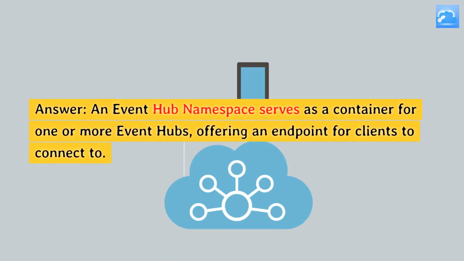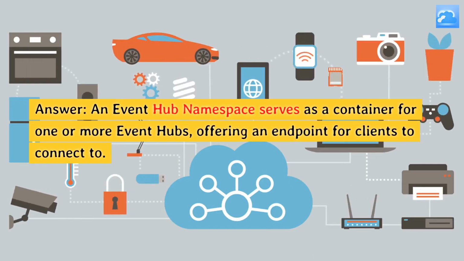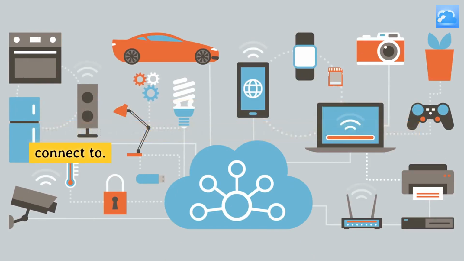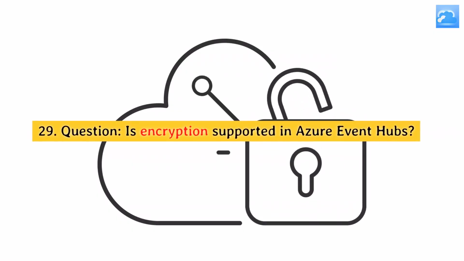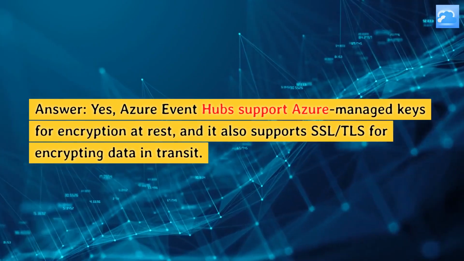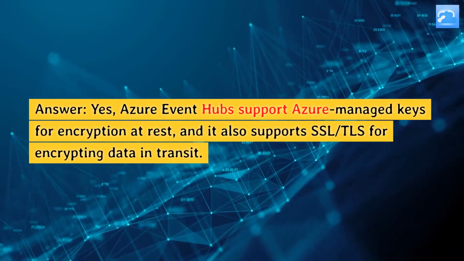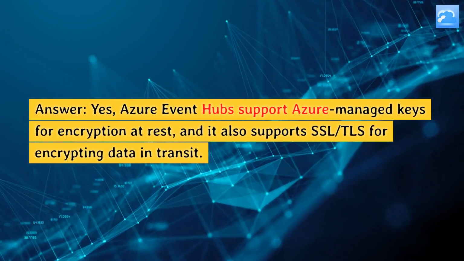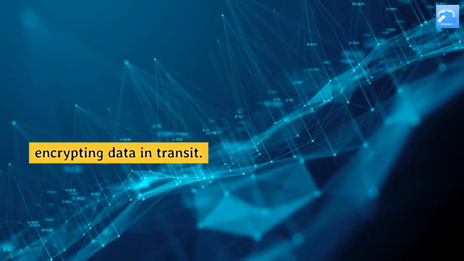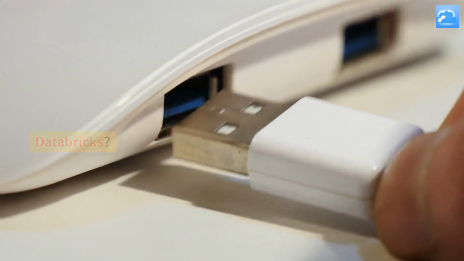Answer: an Event Hub namespace serves as a container for one or more Event Hubs, offering an endpoint for clients to connect to. 29. Question: is encryption supported in Azure Event Hubs? Answer: yes. Azure Event Hubs support Azure managed keys for encryption at rest, and it also supports SSL/TLS for encrypting data in transit. 30. Question: can Azure Event Hubs integrate with Azure Databricks?